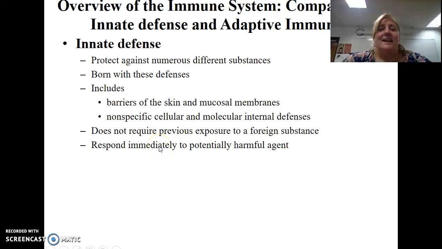Hi there. Now we're going to get into the different mechanisms that we use to protect our body. So there are innate or built-in protective mechanisms that we were born with. Things like our skin, our mucous membranes, the acidic environment of our stomach, the acid mantle of our skin. These all help to protect us from potential pathogens.